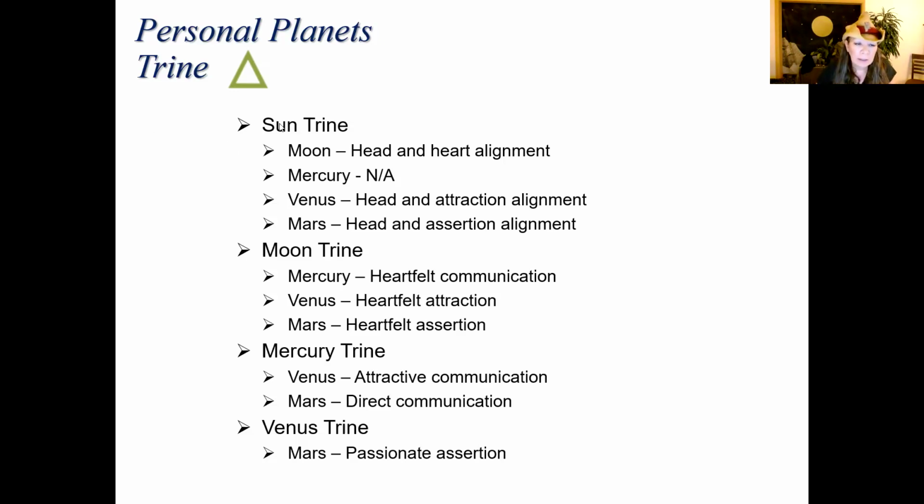If you have sun trine Mars, basically you've got an agreement between, hey, my head and where I shine the brightest and how I execute and assert myself are in the same element, whether it's earth, air, fire, or water. It's really easy flow. There's a talent. They know how to express themselves. And so these are those.